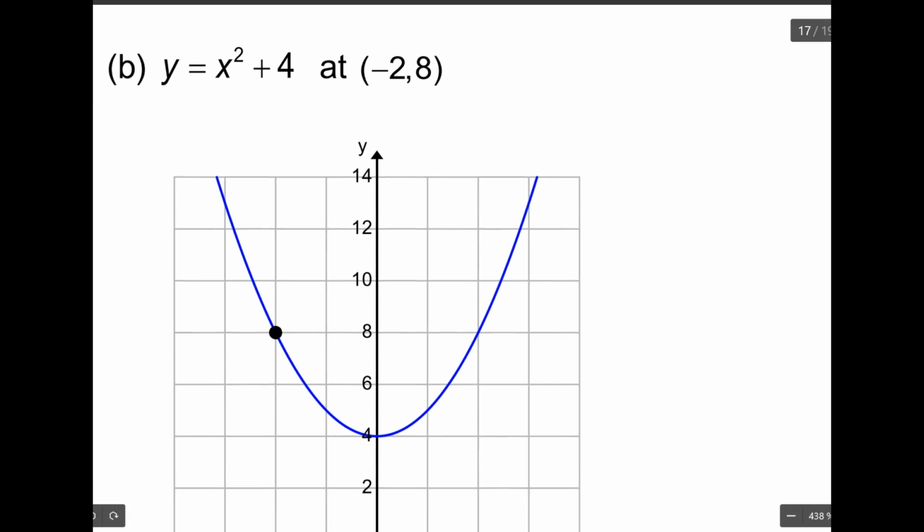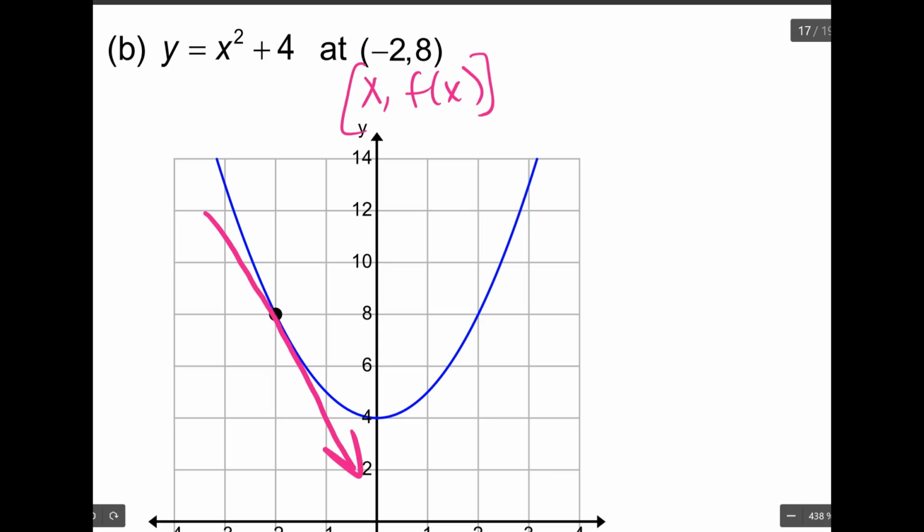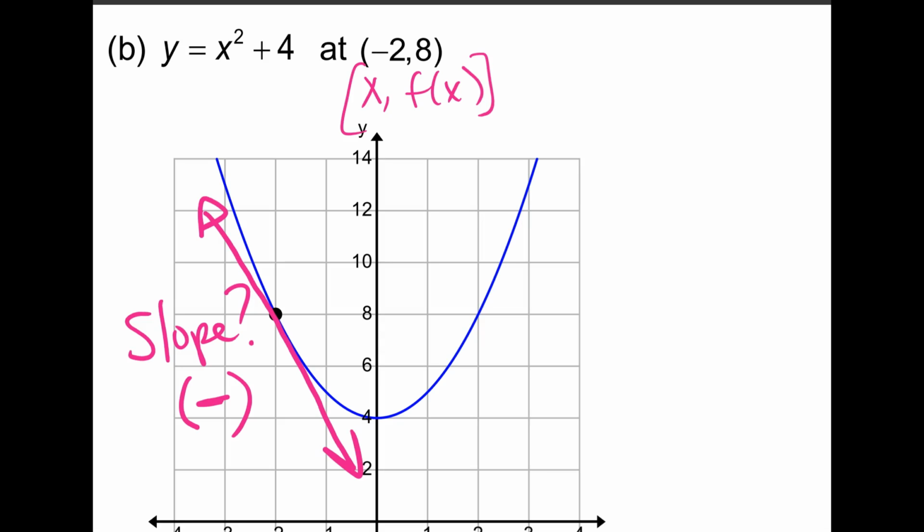So here's my function, y equals x squared plus 4. I'm at negative 2 comma a, so this is my x comma f of x. If I draw the tangent line here, look, I touch it at exactly 1 point. Want to know what the slope is? Is it positive or negative? Negative, because it's going down. So at the end, we should have a negative number for the slope of my tangent line.